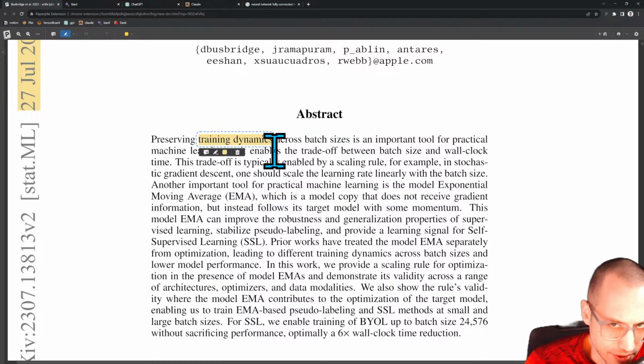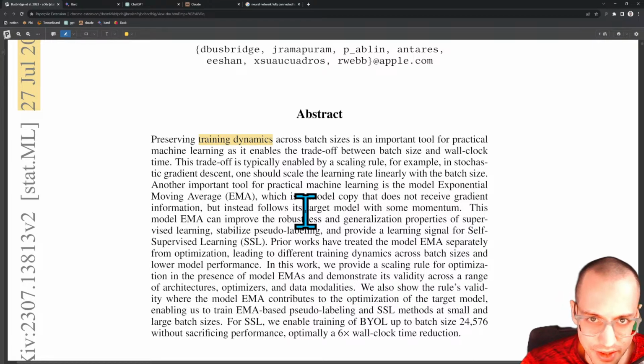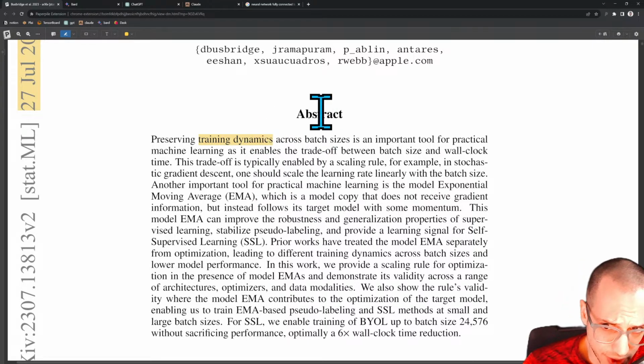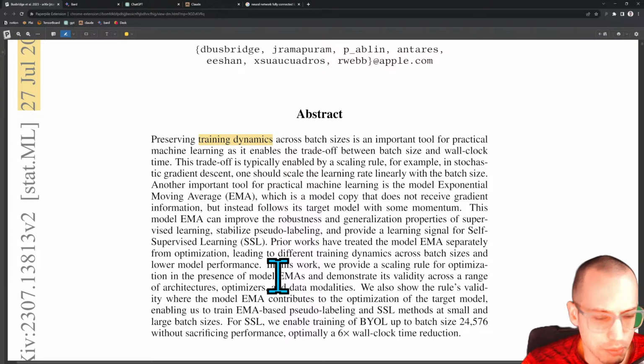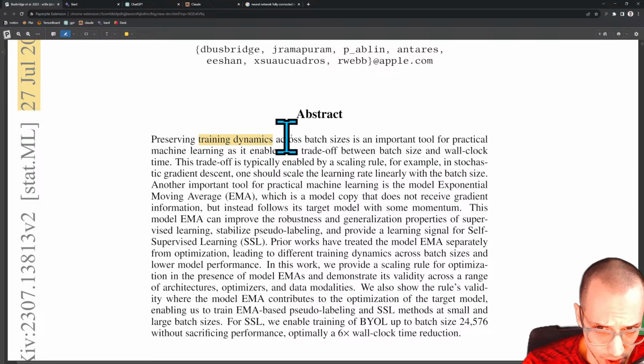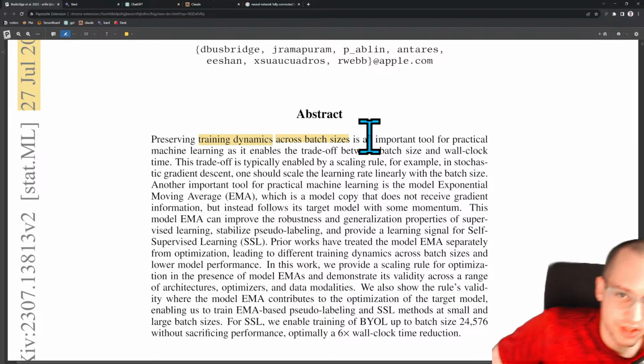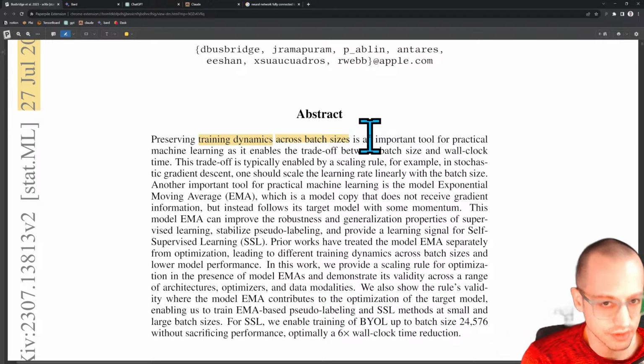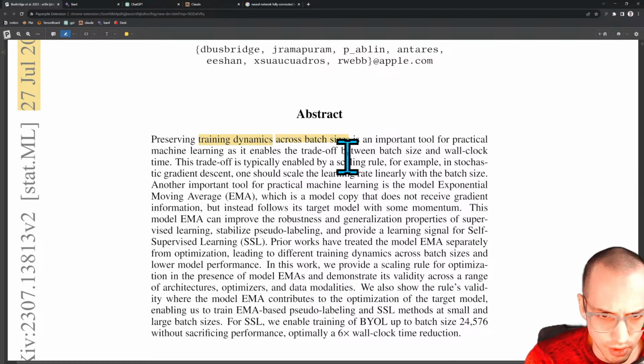So this isn't specifying a very specific thing. It's more just kind of a high-level term saying things are changing during training, and those things are following some kind of behavior, and we'd love to know more about that behavior. Across batch sizes, they're trying different batch sizes. So you can have a batch size of 2, you can have a batch size of 32, you can have a batch size of 1,000.